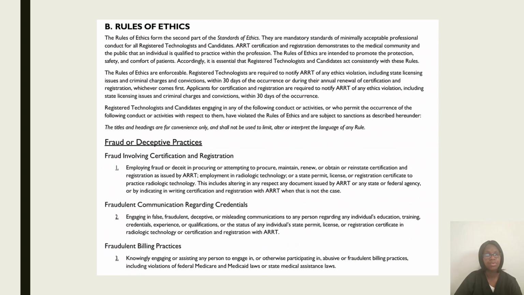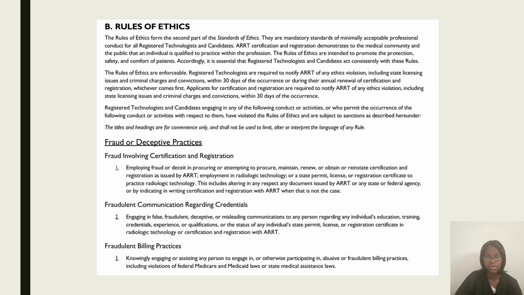Okay, now for our rules of ethics. This is the second part of the standard of ethics. These are mandatory standards of minimally acceptable professional conduct for registered technologists and candidates. With this information, ARRT certification and registration demonstrates to the medical community and the public that an individual is qualified to practice within the profession. So the rules of ethics are enforceable.